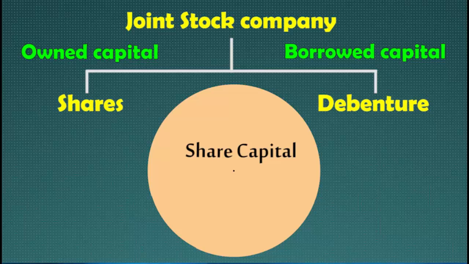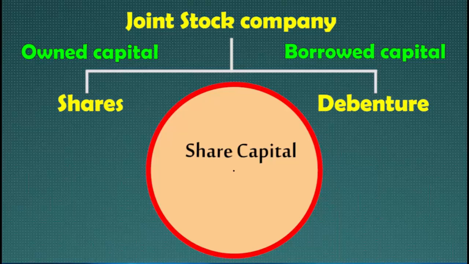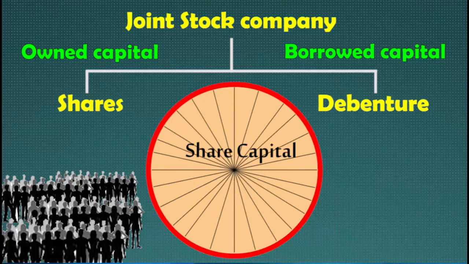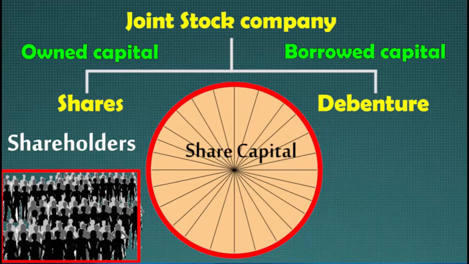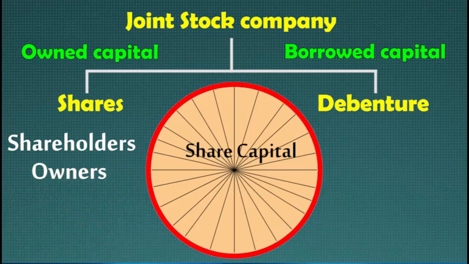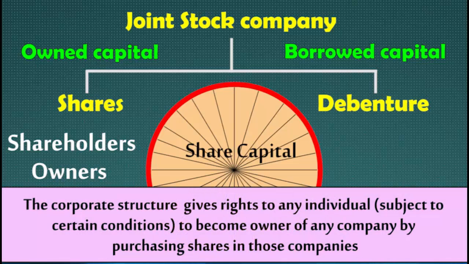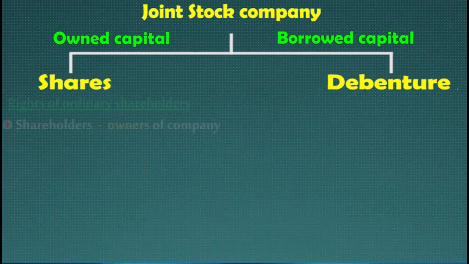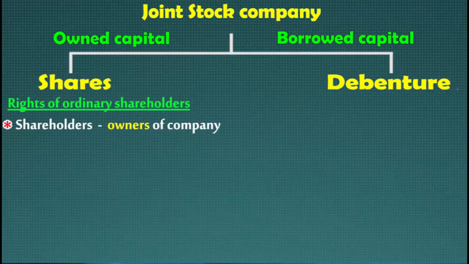So what happens is a company raises large part of share capital, and many people invest their money to acquire a part of this share capital, which they call as shares. These investors are called as shareholders. They collectively contribute towards the entire share capital, and so they all are the owners of the company. The corporate structure gives rights to any individual to become owner of any company by just purchasing shares in those companies. Now, shareholders being owners enjoy many rights in the company.